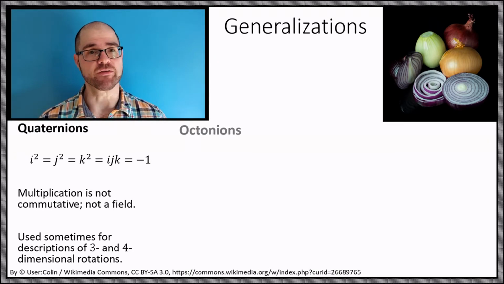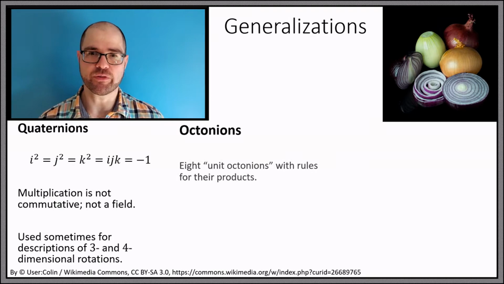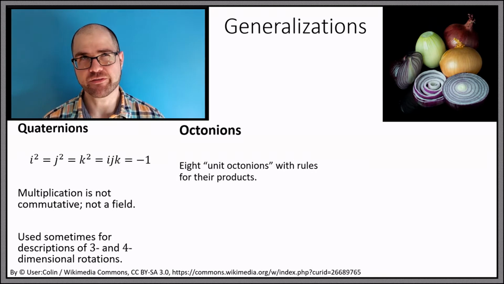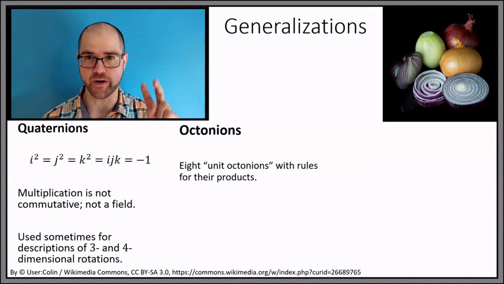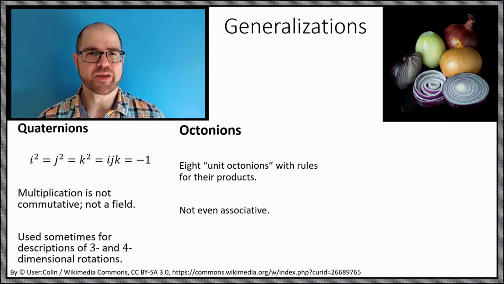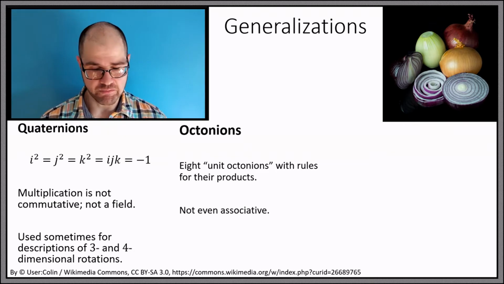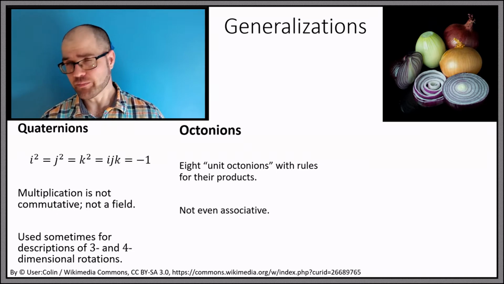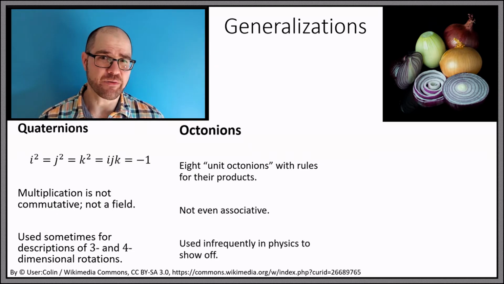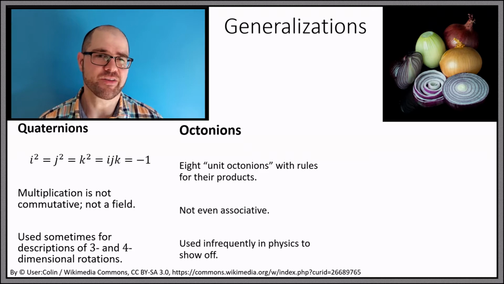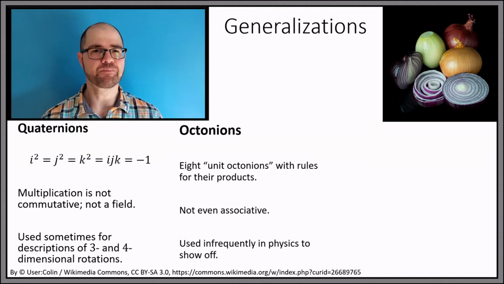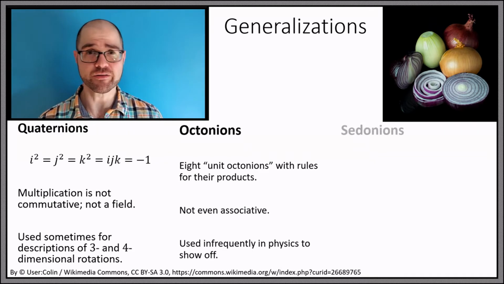Then there's octonions. We have 8 special symbols with various rules for their products. Well, 7 special symbols and then 1. The rules involved make our operations not even associative, not a field. Sometimes physicists want to sound like they know more than mathematicians and they'll trot these things out, but that's their only use. You can keep going, getting the Sedenions.